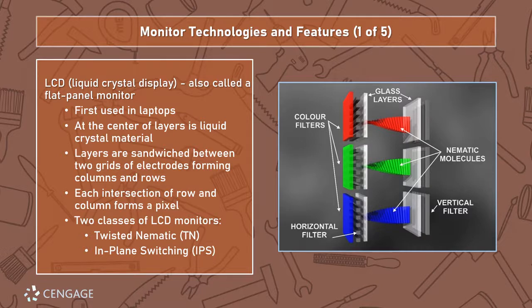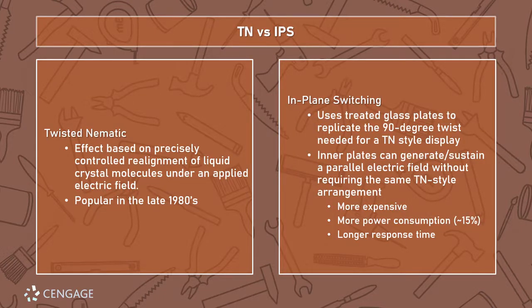There are two different classes of LCD monitors, twisted nematic and in-plane switching. What we see on the right here is a twisted nematic application. So the plane of the molecules that is at the rear, where the molecules are anchored on the vertical filter, are twisted at a 90-degree angle to the horizontal filter. And then the color filters are on the front. It's precisely controlled realignment of crystal molecules under an applied electric field. Sounds very sci-fi, but it's actually a fairly simple process.